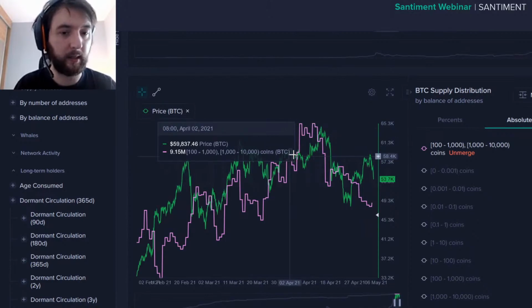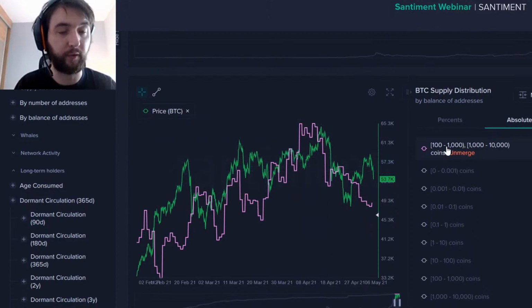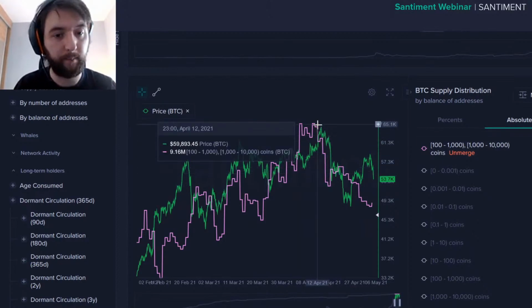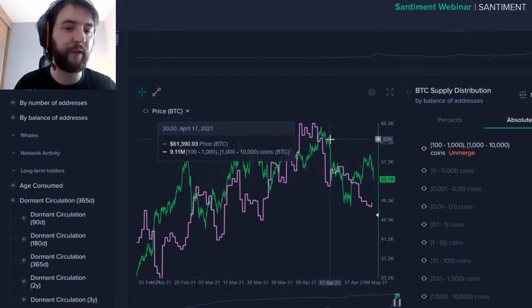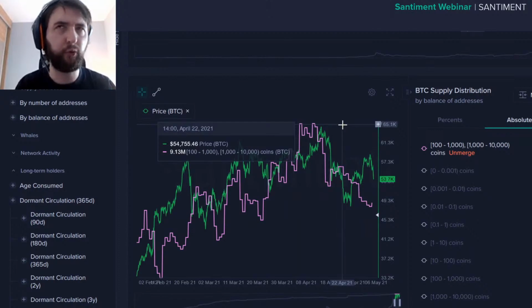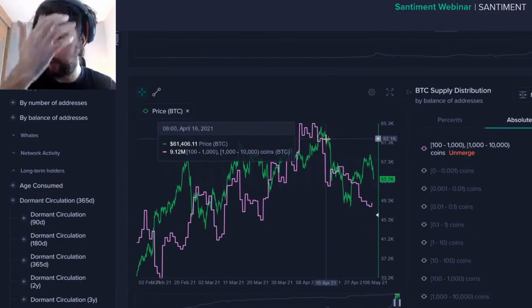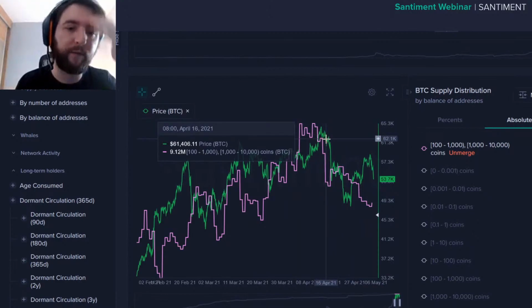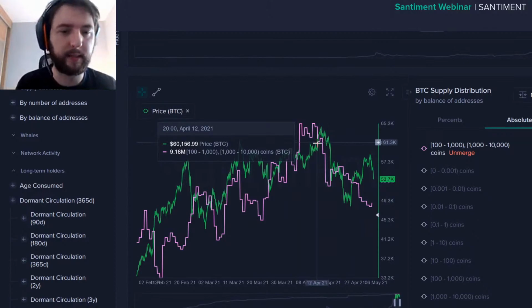And then once again in April, after buying the dip, we've seen another massive offloading event of these two groups of holders combined, from 9.16 to 9.11 million, so another 50,000 Bitcoin. So this is $2.8 billion essentially moved away from these addresses in this case in 72 hours.